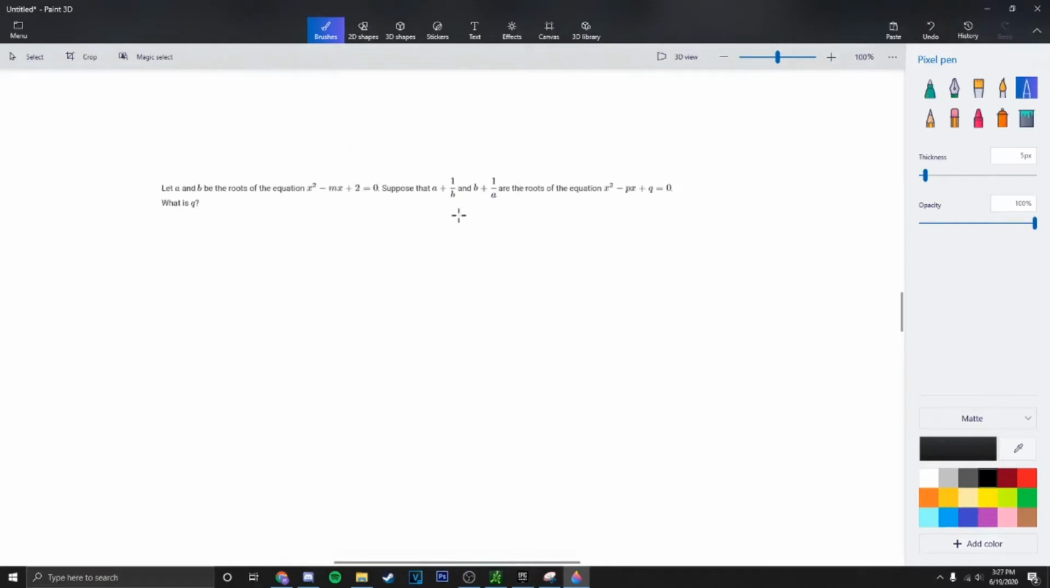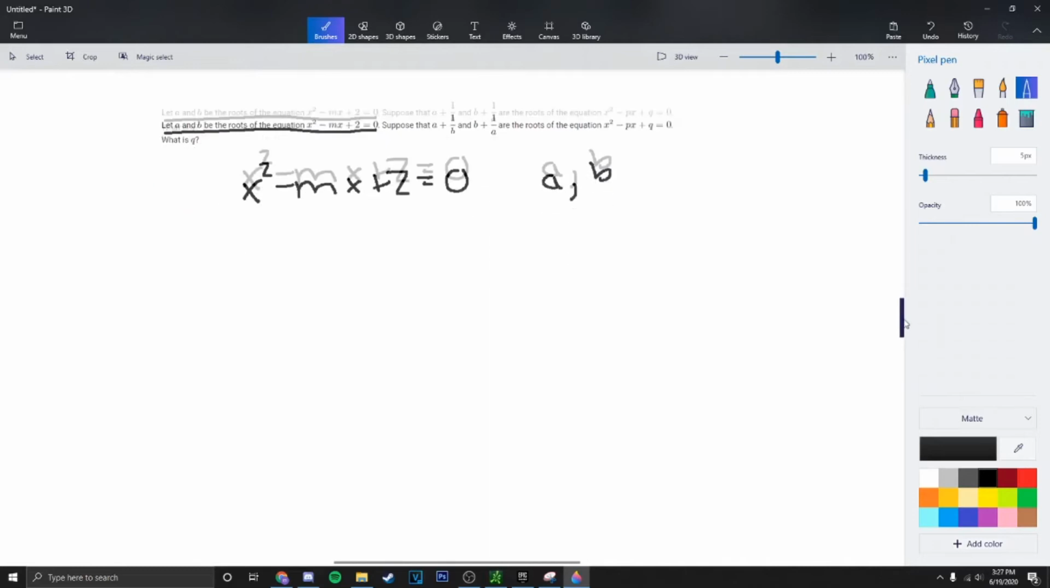Let's look at how you can apply Vieta's formulas by applying them to a sample problem. This was taken from the AMC test. It says, let a and b be the roots of the equation x squared minus mx plus 2 equals 0. So let's first start out with this portion of the problem. We have this equation x squared minus mx plus 2 equals 0, and we have two roots, a and b. Now what do we know about these roots?